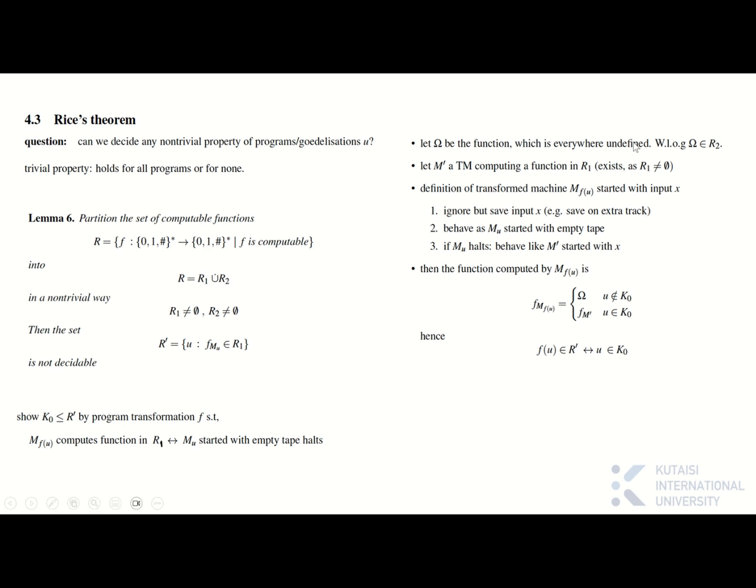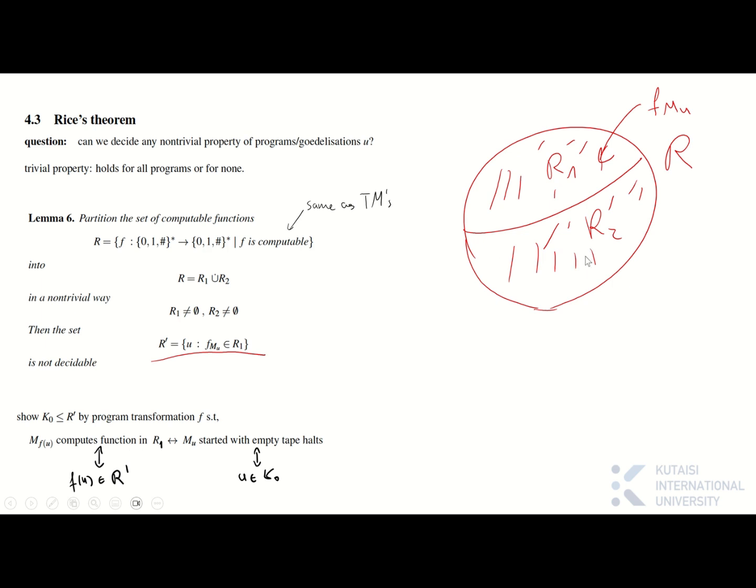Basically, you can think of it this way. So call this function omega. It loops everywhere. And without loss of generality, I assume that this function is in here. So I assume the omega sits here. If it sits here, I will just rename R1 and R2, so it doesn't really matter.